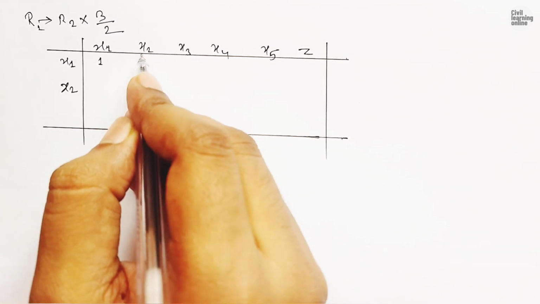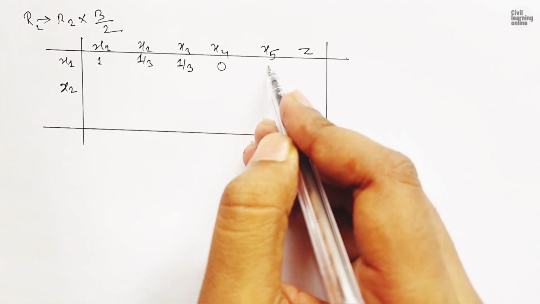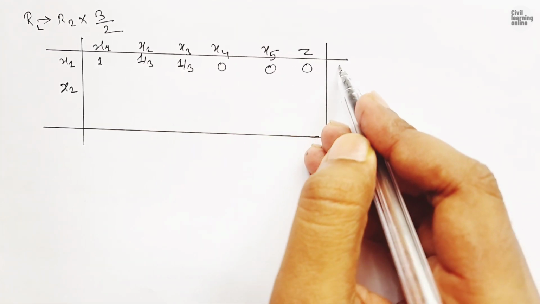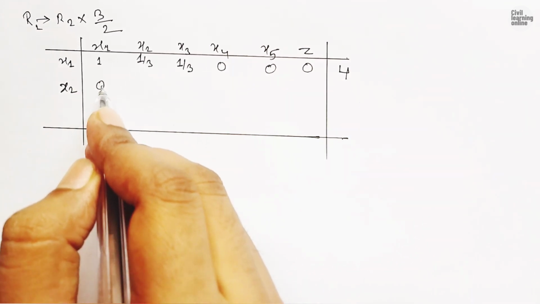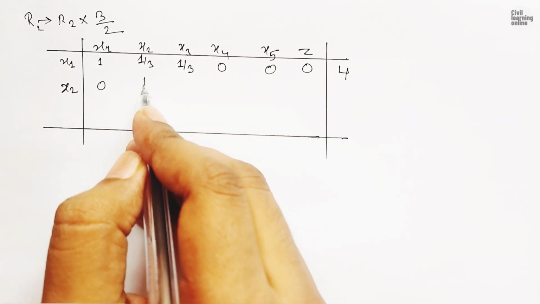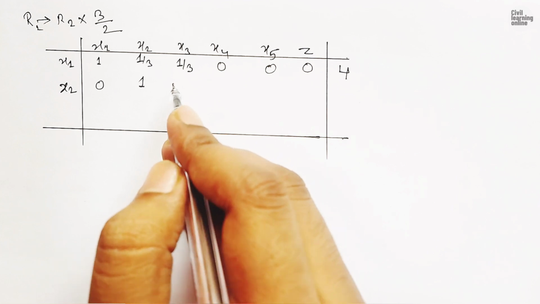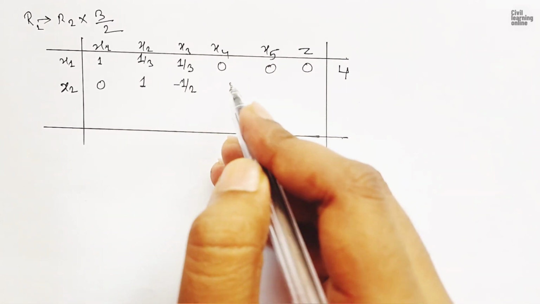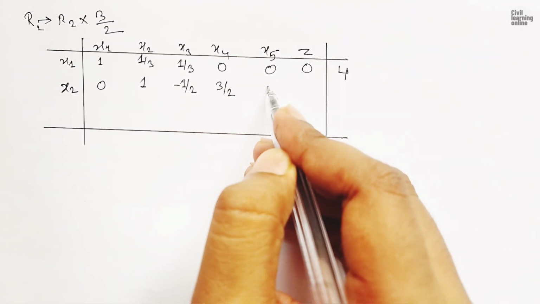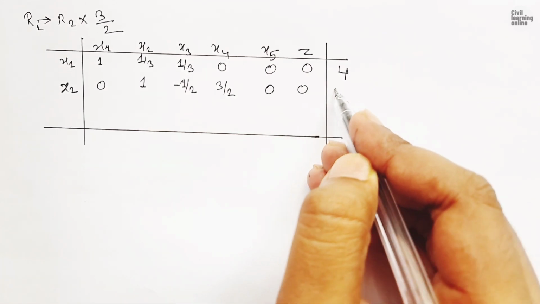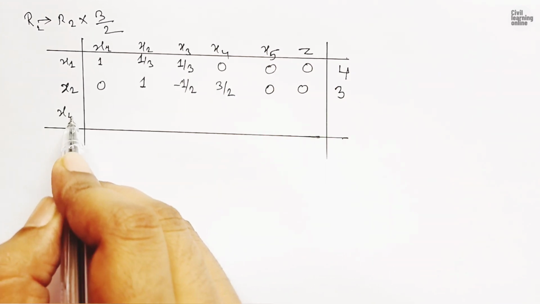So we have 1 by 3, 1 by 3, 0, 0, 0 and 4, and R2 means 0 is multiplied by 3 by 2, 0, and here we got 1, and minus 1 by 3 times 3 by 2 means minus 1 by 2, and here we will have 1 times 3 by 2 means 3 by 2, 0, 0, 2 times 3 by 2 means 3, and now we have x4.